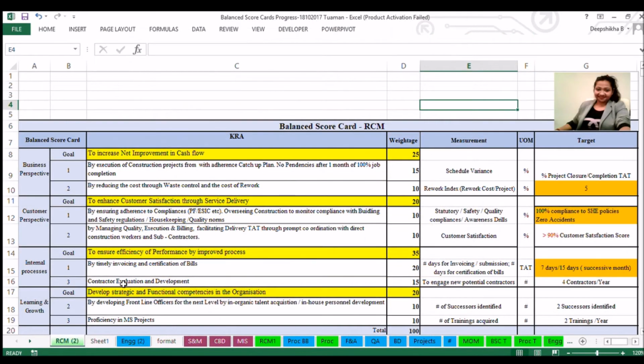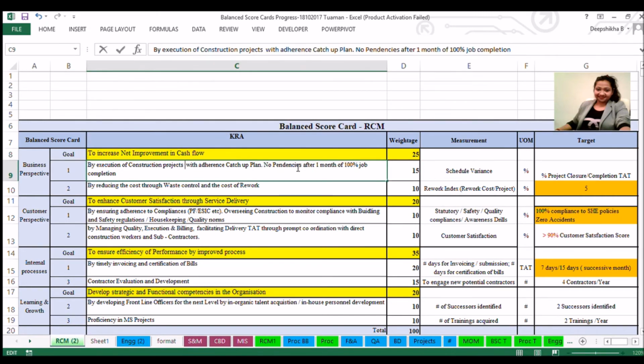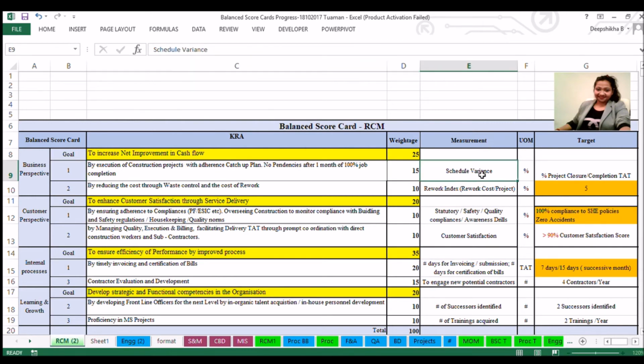So this is the balance scorecard for RCMs, whereupon I am saying to increase adherence to catch-up plan, then my measurement is by schedule variance. That is, if I have made a schedule of completing the job in so many days time, how much am I varying from the schedule? Unit of measurement is percentage. The target is percent project closure or completion TAT. TAT means turnaround time.